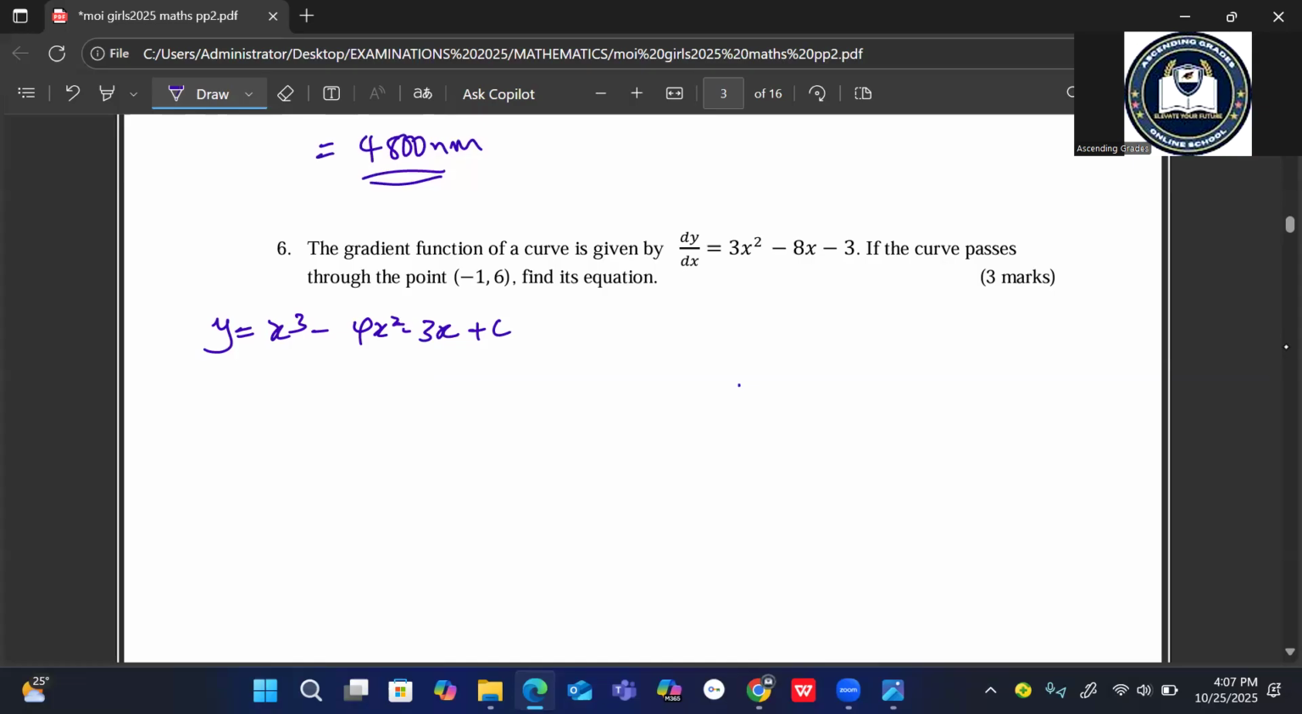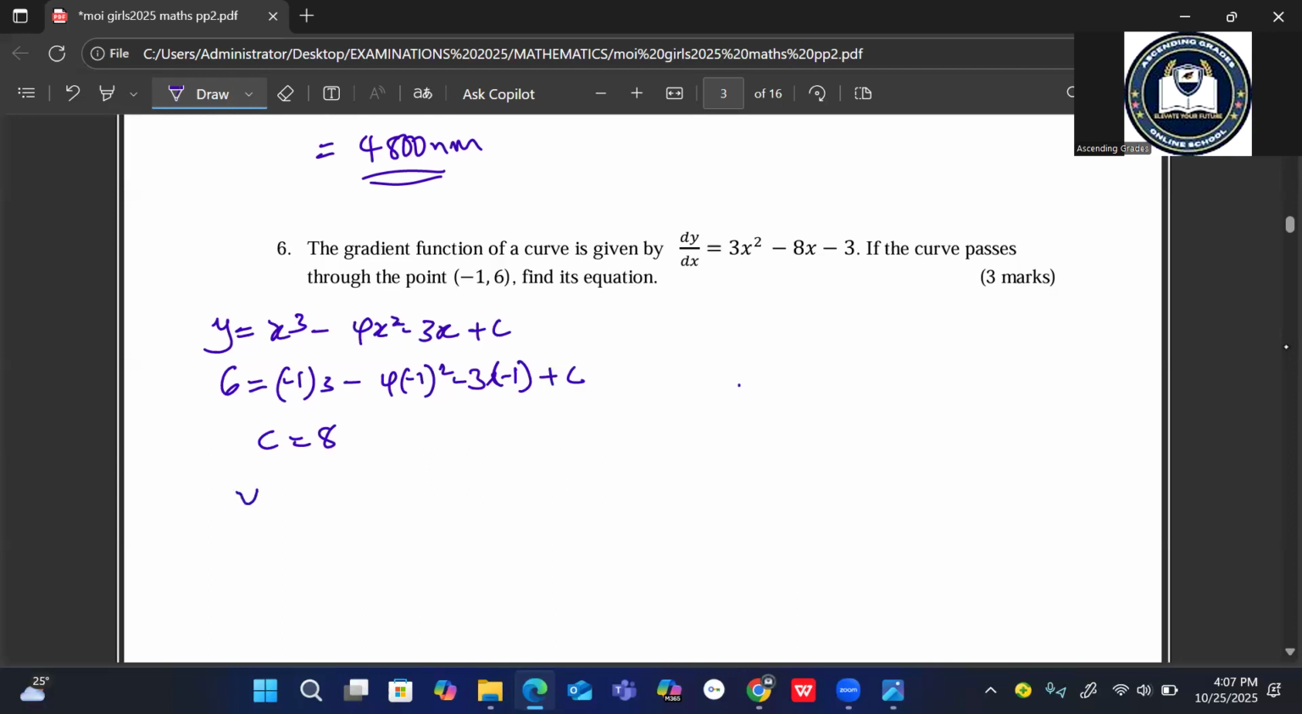That way, we are having our y as 6. So 6 is equal to, and our x is -1. So we have (-1) cubed minus 4 into (-1) squared minus 3 times -1, then plus c. So our c is going to be 8.